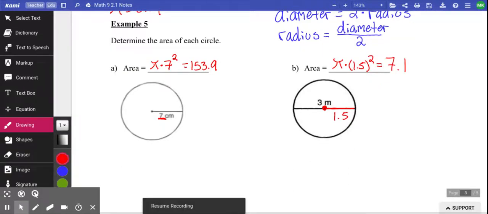What I got is 7.1. If you don't know where your squared button is, you go 1.5 times 1.5 times pi. Right? And you can do it one at a time if you want to. That's all squared is. It's something times itself. We just reviewed that last year.